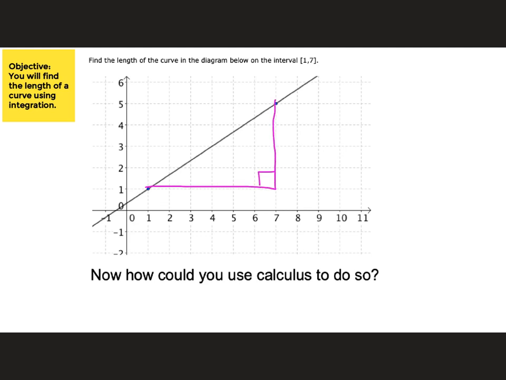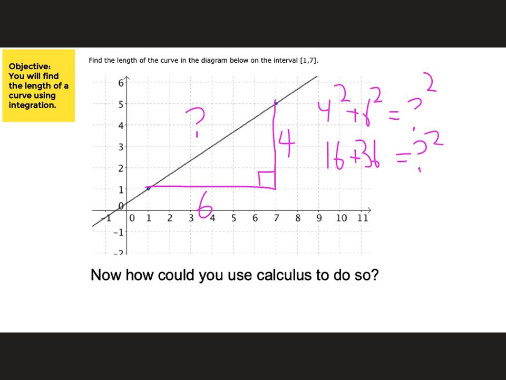Look, I made a triangle. 1 to 7 is 6. 1 to 5 is 4. This distance here is 4 squared plus 6 squared equals something squared. So that's 16 plus 36 equals something squared. So the something has to be 52. The square root of 52. I did it. Oh, now how would you use calculus to do this?